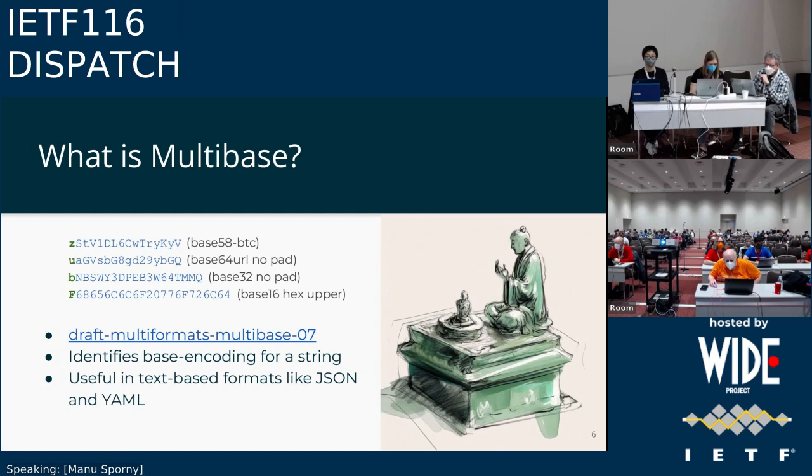The second one is a little U. That means base 64 URL, no padding. The next one is a little b, which means base 32, no padding. The next one is base 16, hex encoding, use uppercase letters, right? So that lets you know very clearly what the following base encoding for the binary string is. And this is useful in text-based formats like JSON and YAML. So that's multibase in a nutshell. That's the entirety of what multibase does. Next slide, please.